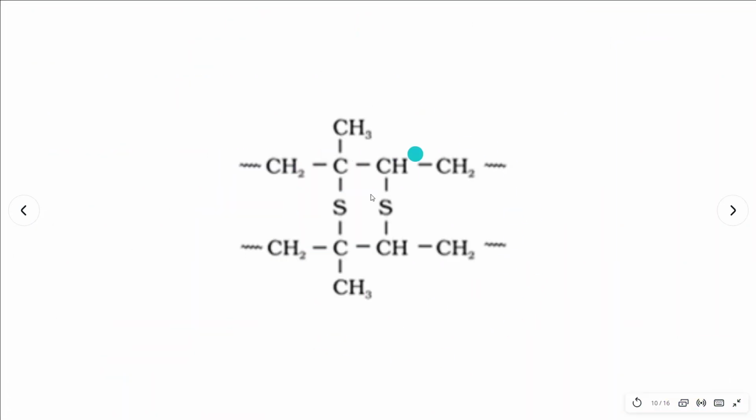This figure shows a structure of vulcanized rubber. It consists of linear polymer that was connected with sulfur. The process is called vulcanization. Sulfur is used to cross-link the linear chain, hence converting the linear chain to cross-linked polymer. This rubber is tougher and more elastic and can withstand high temperature.